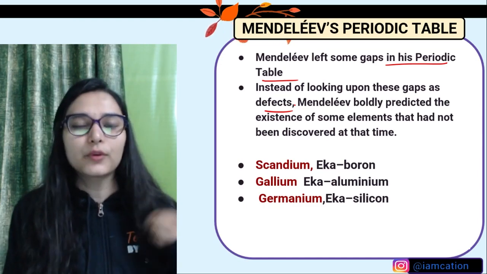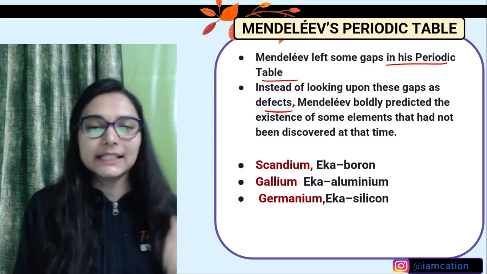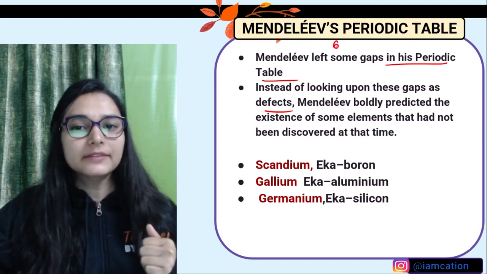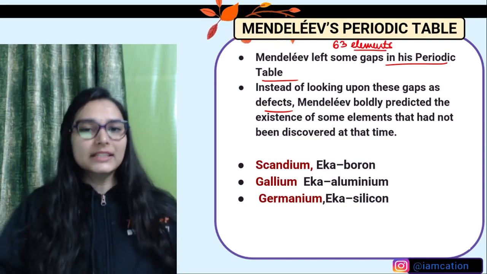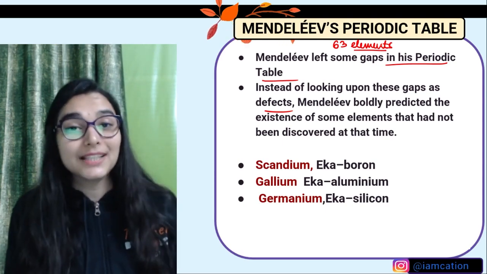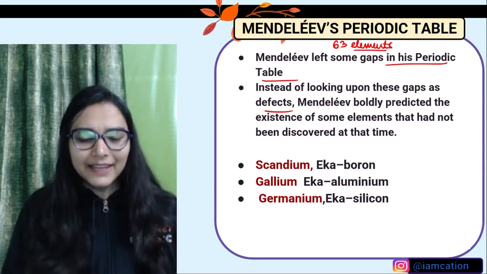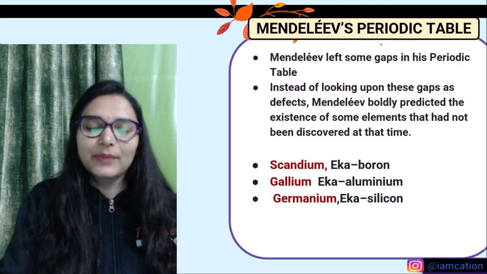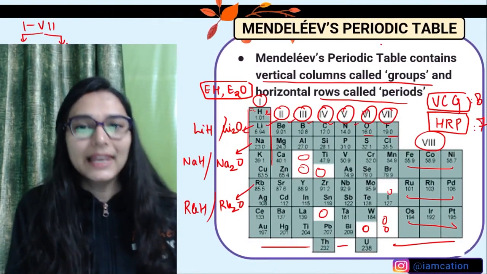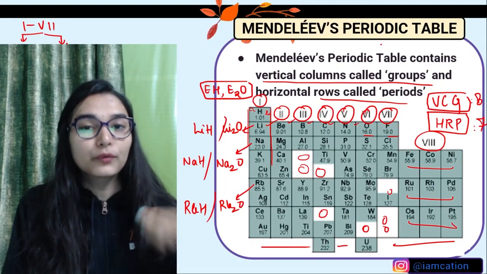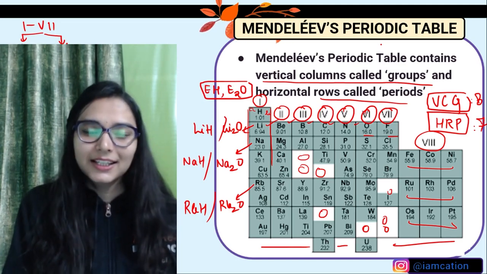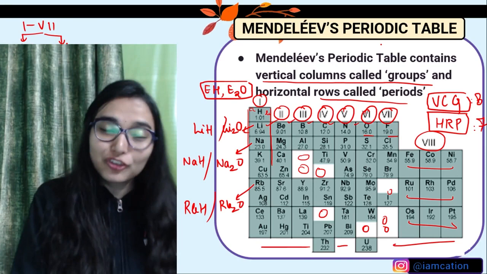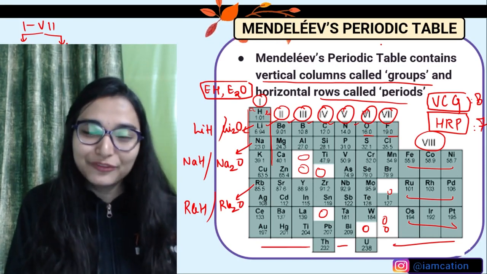he just figured out that at the time of Newlands there were 56 elements. At the time of Mendeleev 63 elements were known to us. So he knew that new elements were being discovered and they would be discovered in future. So Mendeleev said that I am leaving space in my periodic table for some elements, and these elements you will be discovering in future. And you will keep those elements right here at the position that I'm leaving vacant.